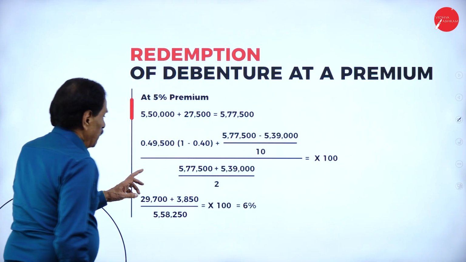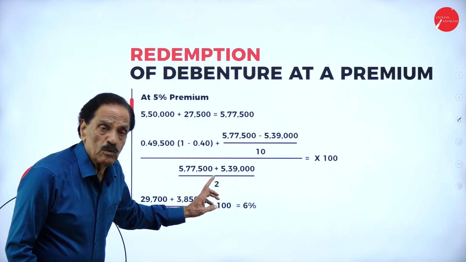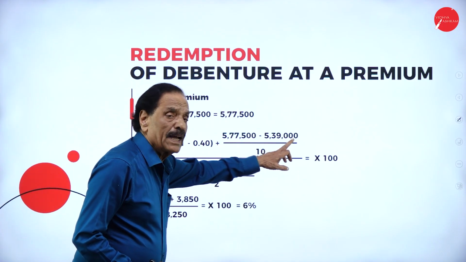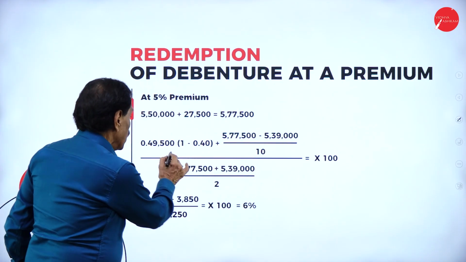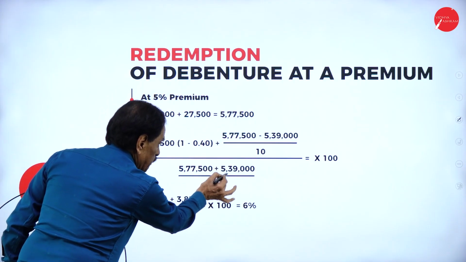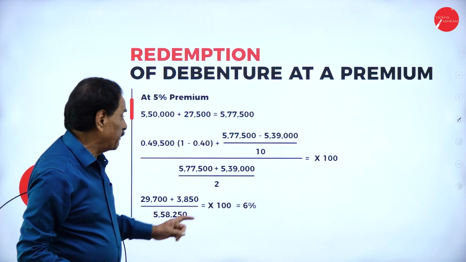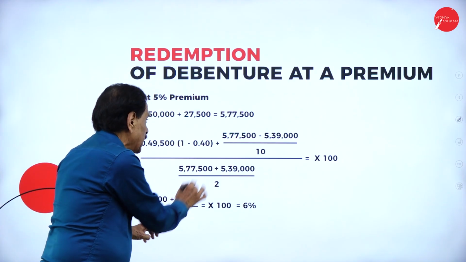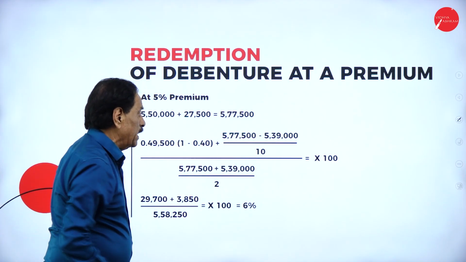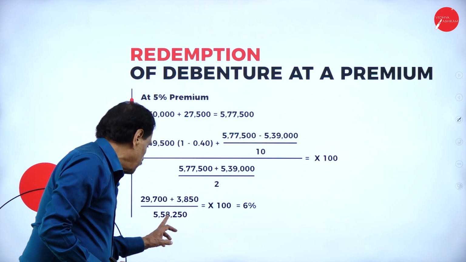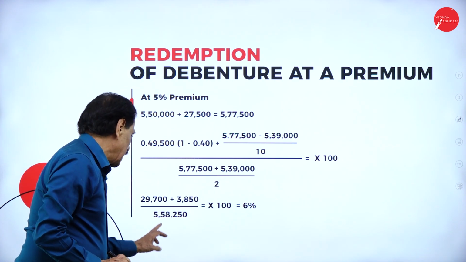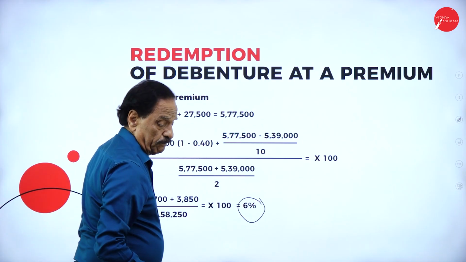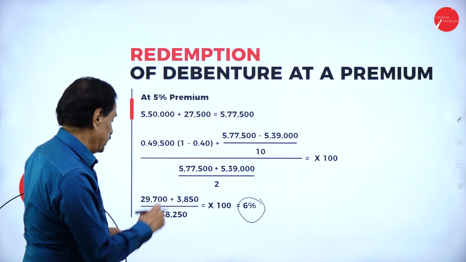5,77,500. 49,500 into 0.70, 5,77,500 minus 5,39,000 divided by 10, 5,77,500 plus 5,39,000 divided by 2, into 100. It comes to 29,700. If we simplify this, now it is 3,850 divided by, if we add and divide, 5,58,250 into 100, it works out 6%. Simplify this, it will work out 6%.